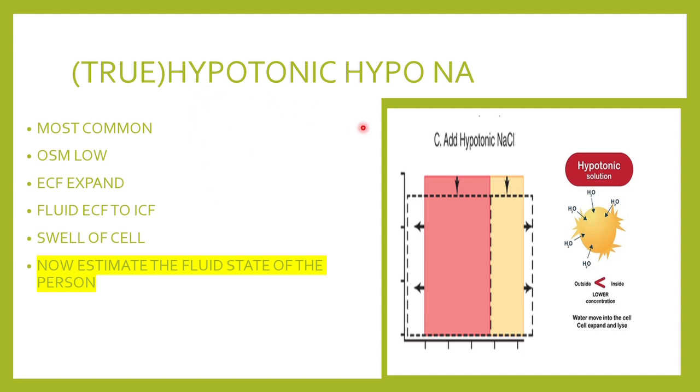And hypotonic hyponatremia is the most common type of hyponatremia, or the true hyponatremia. What happens here is when you add the hypotonic solution, the extracellular fluid will expand, but the concentration of solute in the extracellular fluid is less comparatively to the intracellular fluid. So the fluid will shift from the ECF to ICF. So there is swelling of the cell. This is the most common type of hyponatremia we will see. The sodium levels appear to be low because of the increase in the level of water.